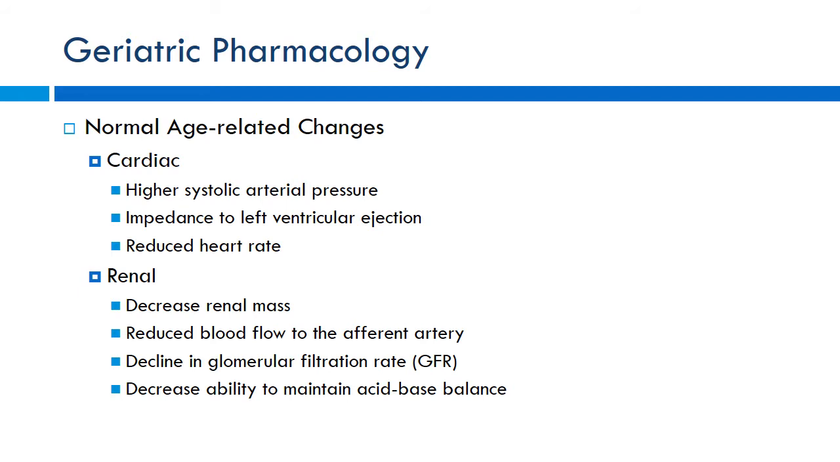Renal-wise, this one's much more important for our purposes from a drug standpoint, is that you're typically going to see decreased renal mass. You're going to see decreased renal blood flow to the afferent artery, and that's where blood flow is heading into the glomerulus, and so you're going to see a decrease in their glomerular filtration rate. So again, we're not going to be processing as much fluid through the kidneys. We're not going to be able to clear the blood of as many waste products and drugs as we used to be able to. And then also, in addition to that, you'll find a decreased ability to maintain acid-base balance. The kidneys are very important for either secreting bicarbonate or hydrogen ions in order to maintain acid-base, and so if they can't do that, then you can find issues where patients may be more likely to become acidotic or alkalotic.